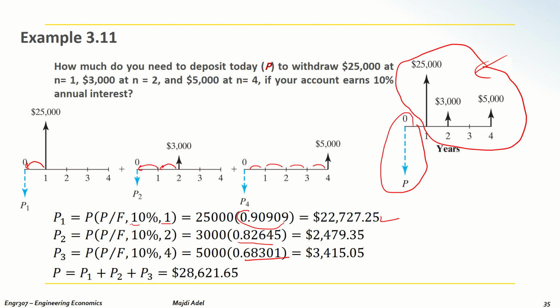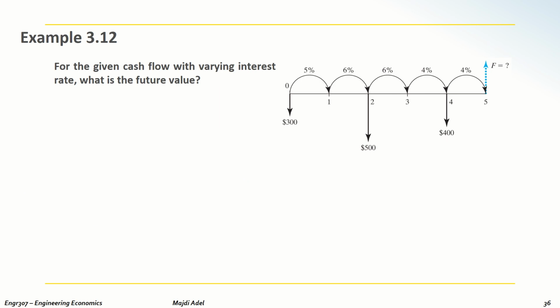Now the total present value is the summation of B1, B2, and B3, which is $28,621. The other example is an irregular cash flow, but this time with a varying interest rate. The interest rate changes from one year to another year. The same as before, we are going to treat each cash flow as a single payment cash flow.